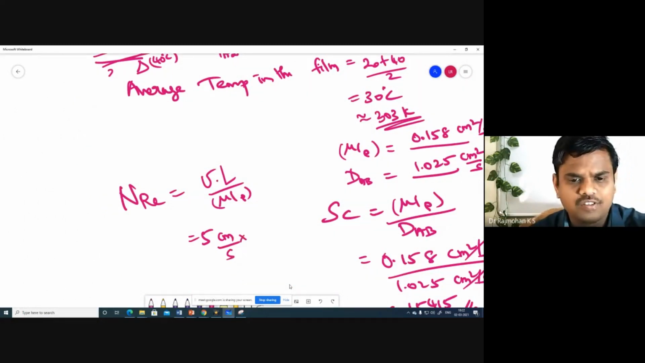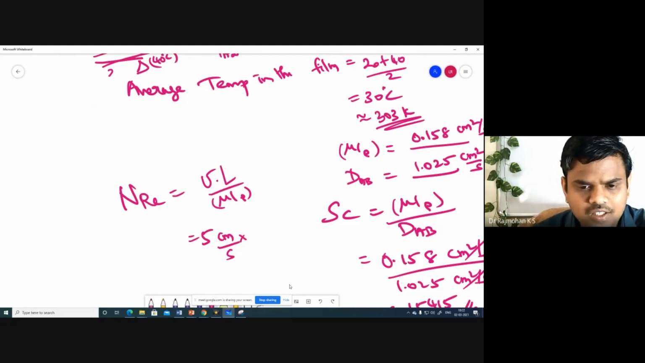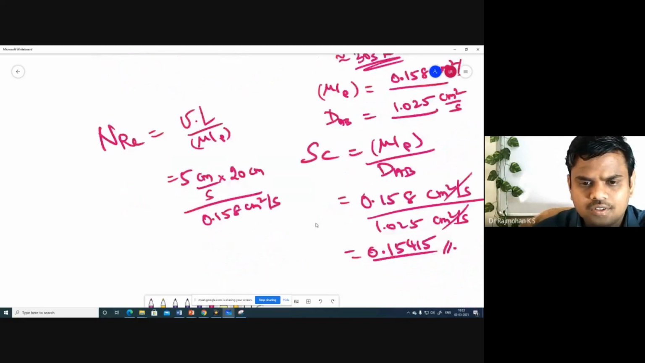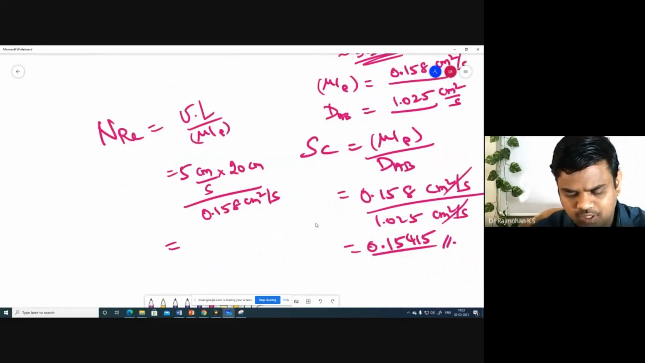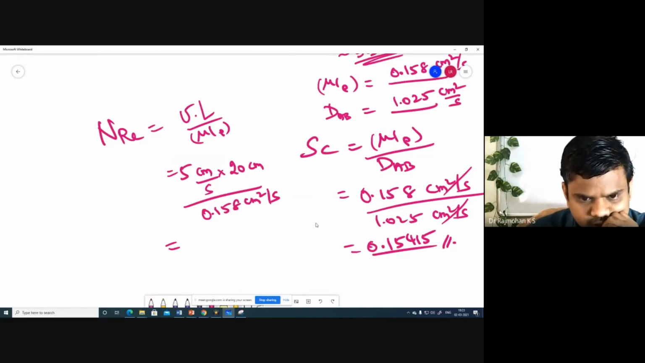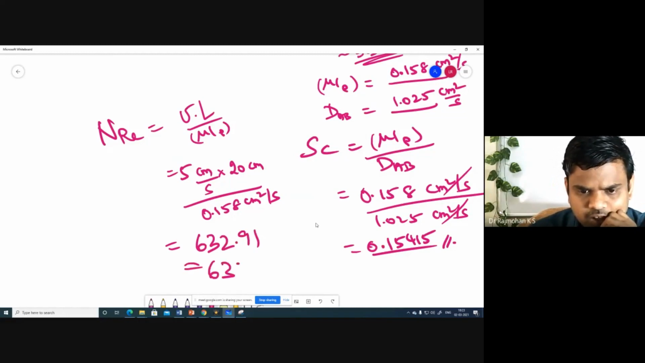The final answer we have to report in SI units. So 5 centimeter per second into L, equal to 1 second, so the characteristic length is 20 centimeters. We have velocity 5 centimeter per second into length 20 centimeters divided by mu by rho value 0.158 centimeter square per second. Thus we get Reynolds number equal to 632.91, so you will get around 633.